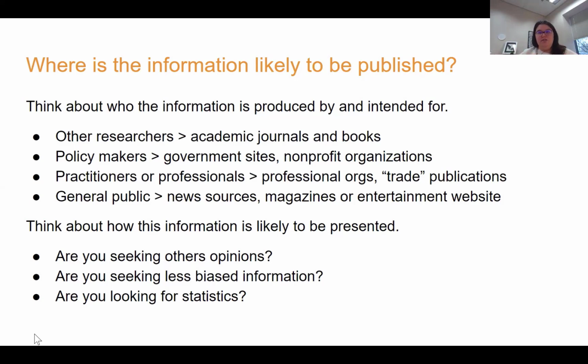A lot of the times there's going to be newsletters coming out of professional organizations or what we call trade publications. So these are basically magazines or news sites that are geared toward a specific field, but they don't go through that rigor of peer review, and they often don't have original research that's published in them. A lot of blogs follow in this professional practitioner area. And then, general public, right? So this is everybody who could have an interest in it. A lot of news sources, magazines, entertainment websites fall into this category too, right?